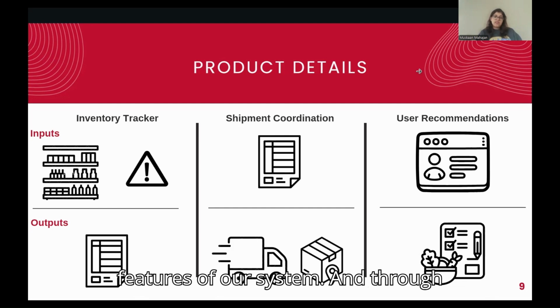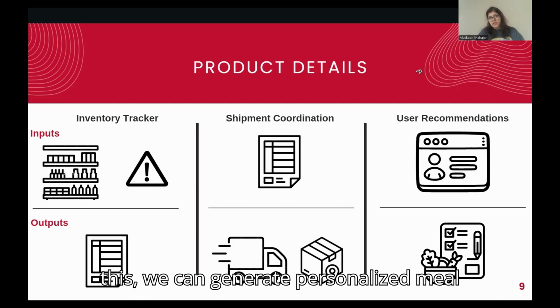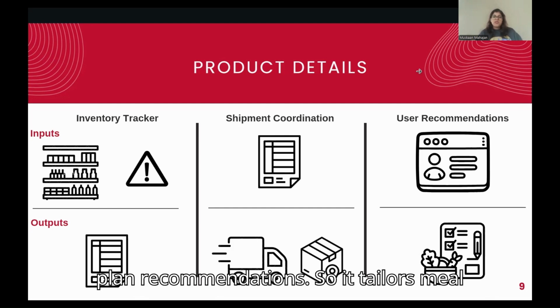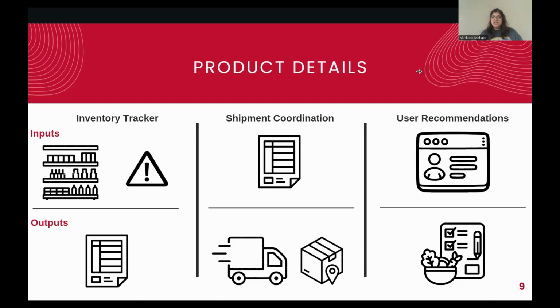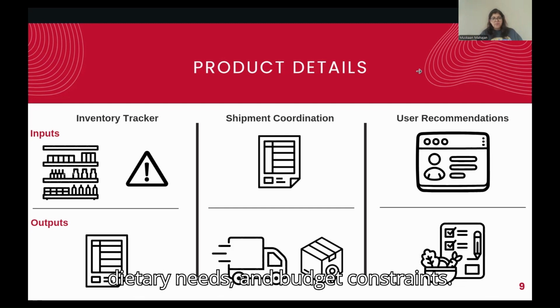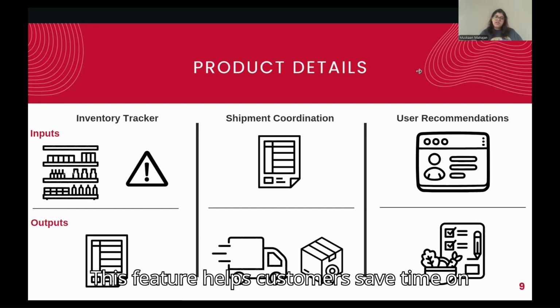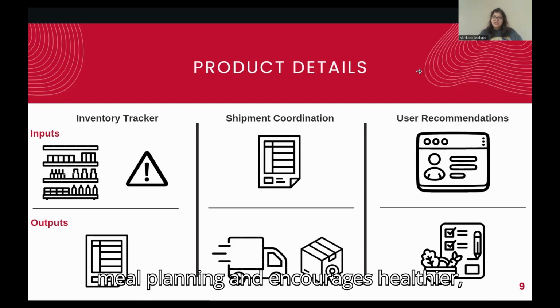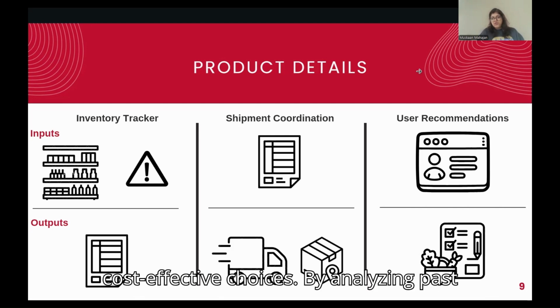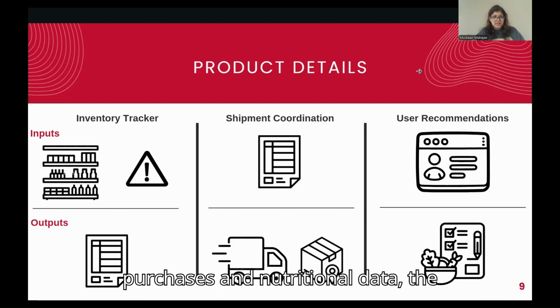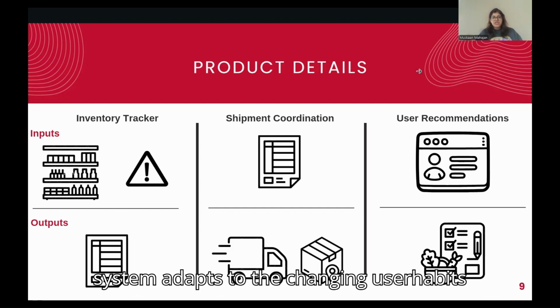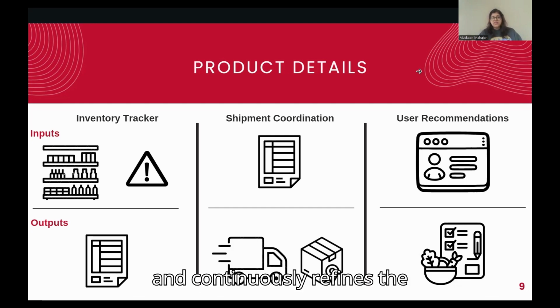Next up, we have user recommendations, which is one of the most important features of our system. Through this, we can generate personalized meal plan recommendations. It tailors meal suggestions based on user preferences, dietary needs, and budget constraints. This feature helps customers save time on meal planning and encourages healthier, cost-effective choices. By analyzing past purchases and nutritional data, the system adapts to changing user habits and continuously refines the recommendations for the user.